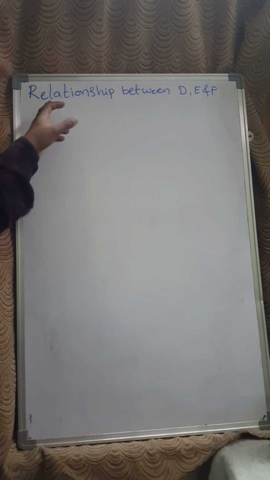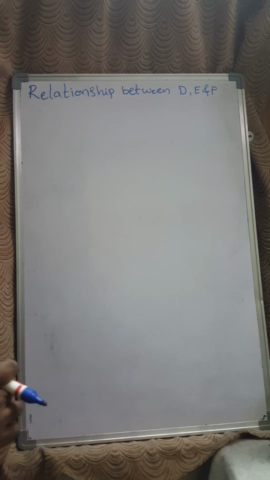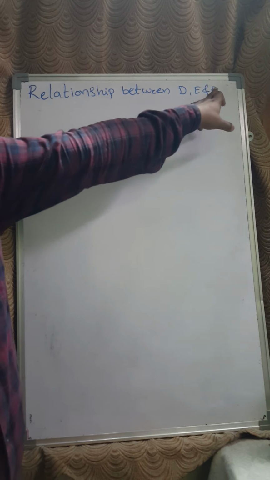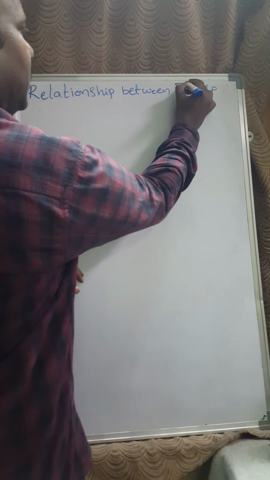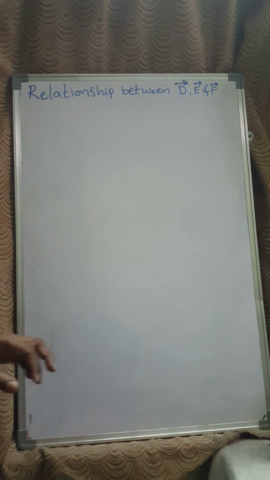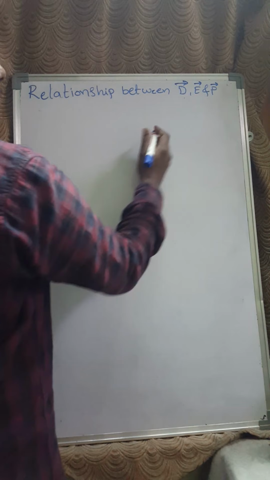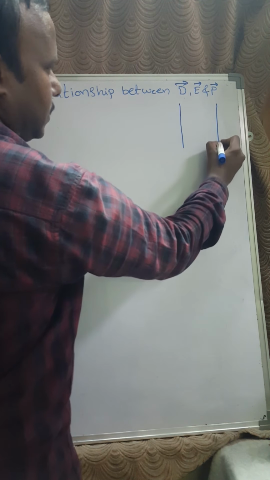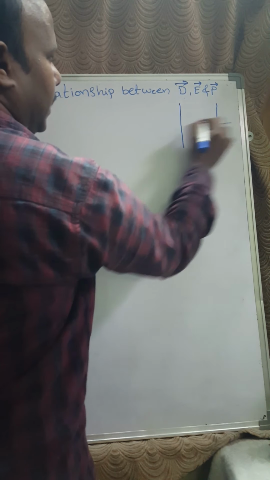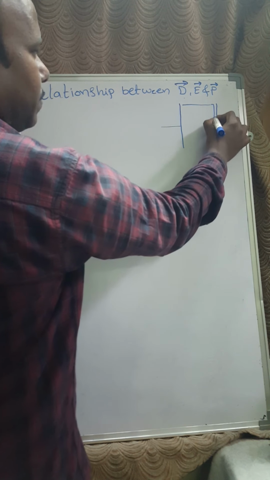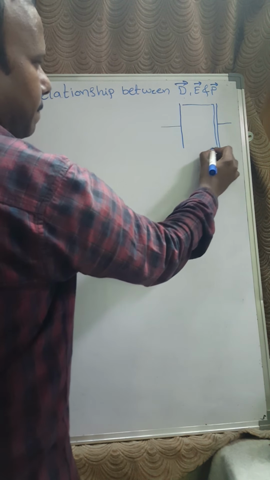Now we are going to discuss the relationship between D, E, and P, where D is the electric displacement vector, E is the electric field, and P is the polarization vector. In order to discuss this, first let me take a parallel plate capacitor, where a dielectric slab is introduced between the two parallel plates.